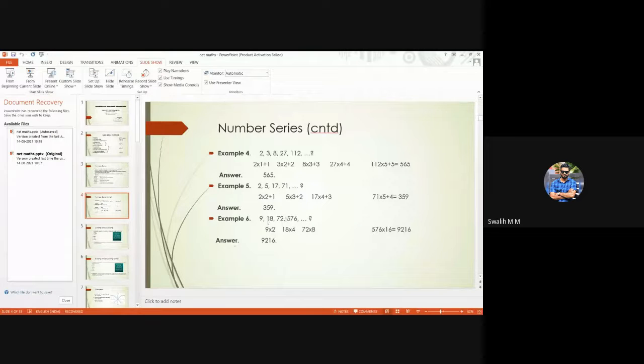And next, this is a different type of series. 9, 18, 72, 576. This is called a geometric series. Only multiplication is there. 9 into 2 is 18. 18 into 4 is 72. And 72 into 8 is 576. So here the number is multiplied by an increasing multiple: 2, 4, 8. Here the multiples are doubling. So we multiply 576 with the double of 8, that is 16. You get 9216.